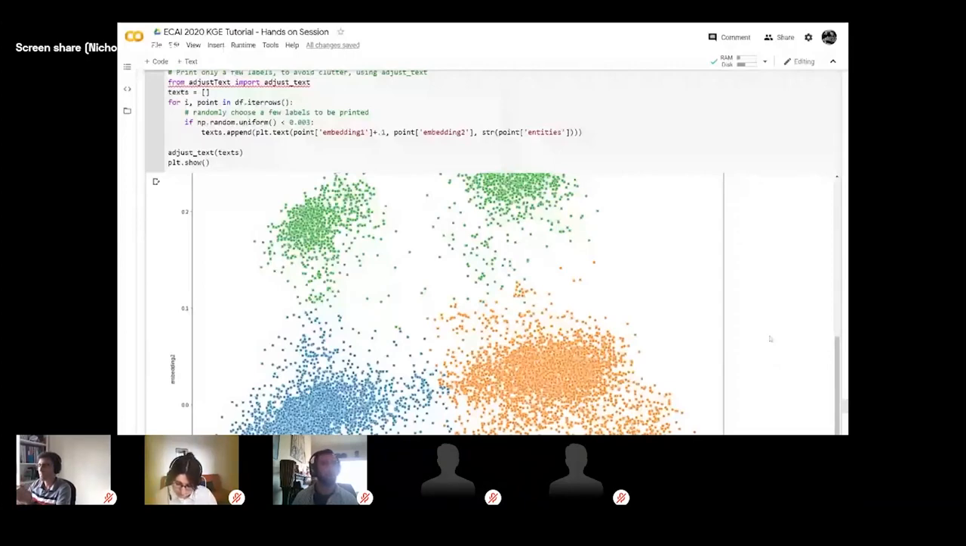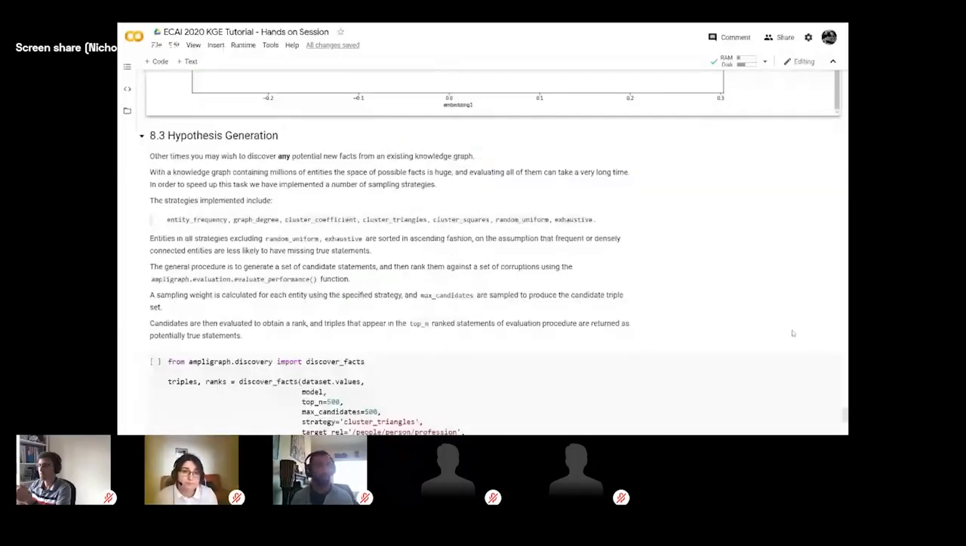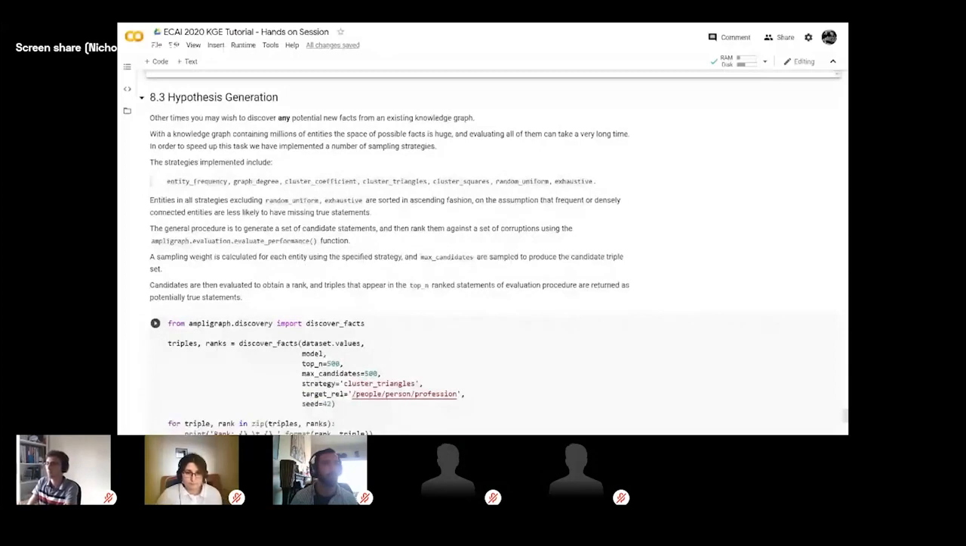The third section we're going to consider here is hypothesis generation. As I said before, there are instances where you might have a knowledge graph and you know that you have undiscovered facts in it, or just that there are missing relations from it. So we provide this API to use a trained model to try and identify what facts are missing from it. I'm going to run the cell before explaining this, just because it takes a little bit of time.